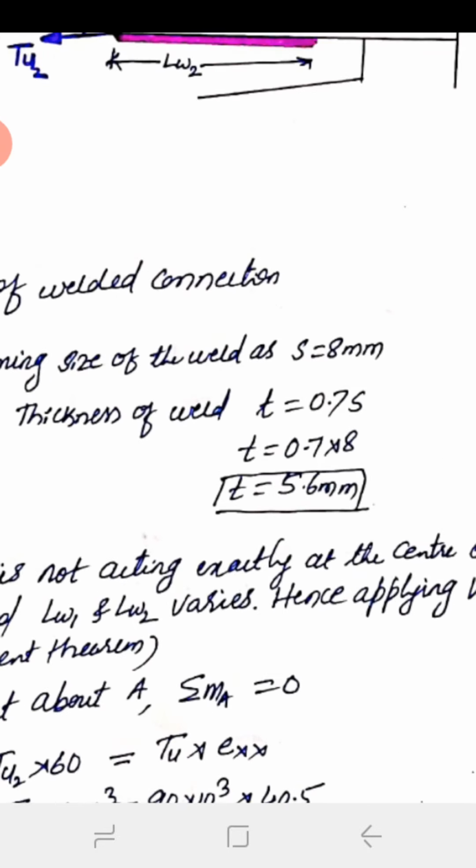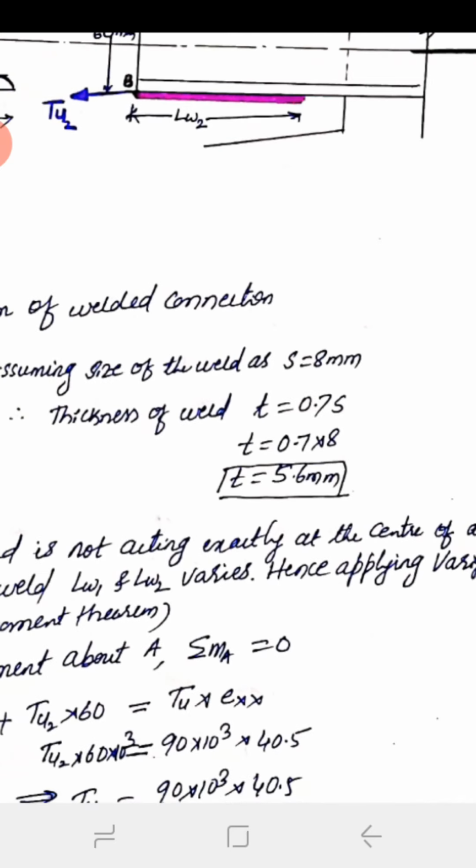Here I have assumed the size of the weld as 8 mm, then calculate the thickness of the weld, that is thickness equal to 0.7 times S. This 0.7 is for the fillet weld, and the fillet weld is applied at an angle of 45 degrees. For a 45 degree angle of fillet weld, the effective thickness becomes 0.7 times S. Then you calculate the thickness.